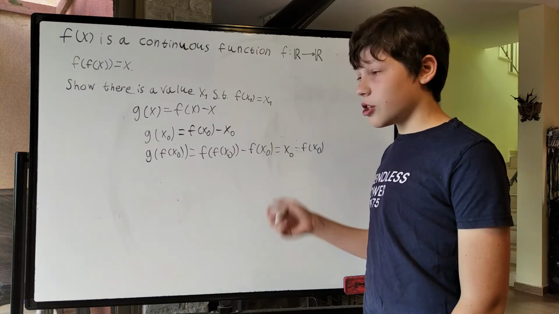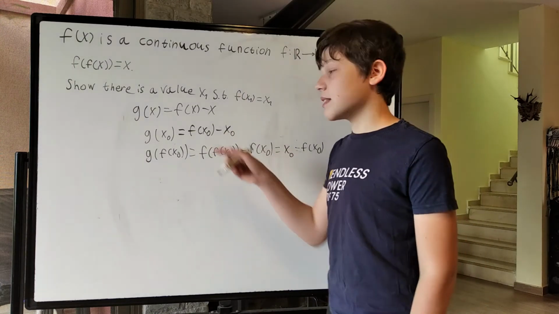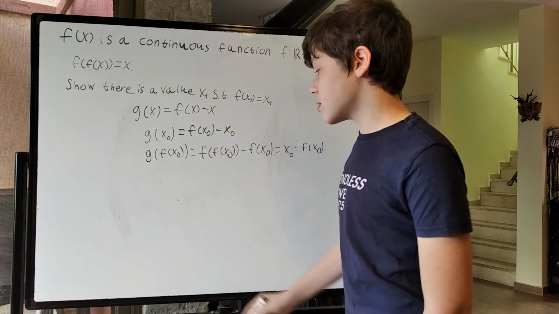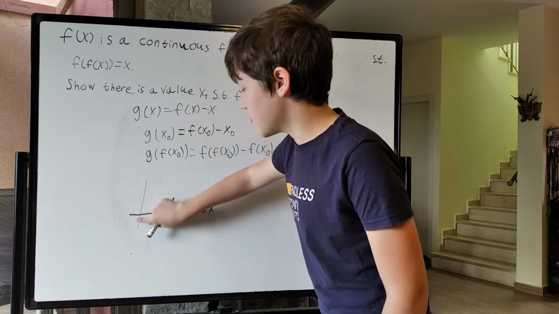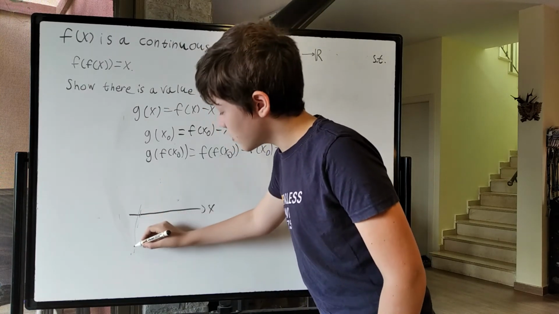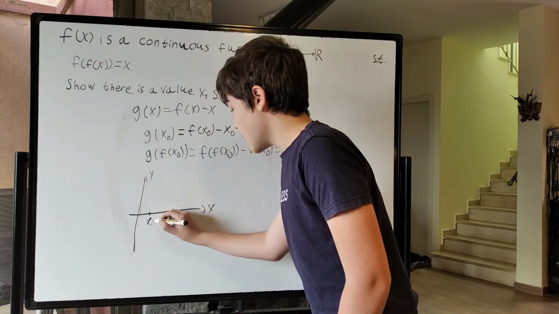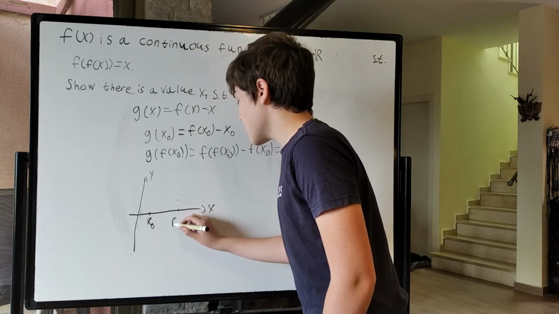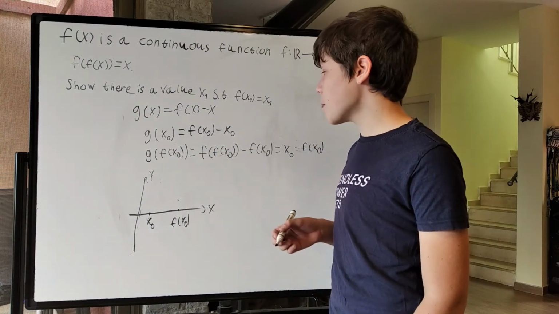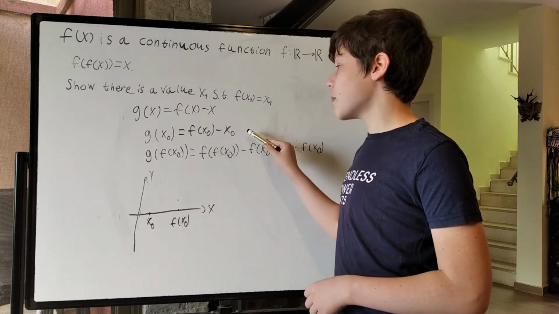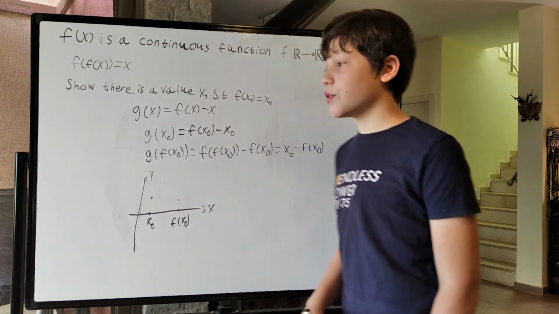So let's look at the plot of g of x. For the sake of exposition, let's just say f of x0 is bigger than x0. It will obviously work the other way around, the exact same way. So, this is the x-axis. This is the y-axis. And this is x0. This is f of x0. Now, because f of f of x0 is bigger than x0, this means f of x0 minus x0 is positive. So g of x0 is positive. So let's say that this is our point of the graph g of x.